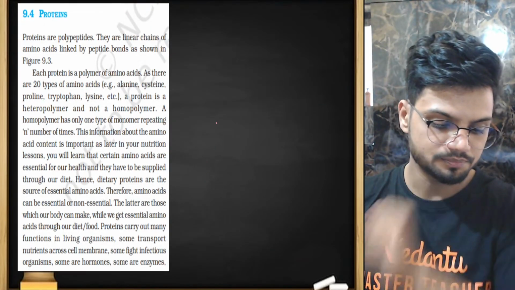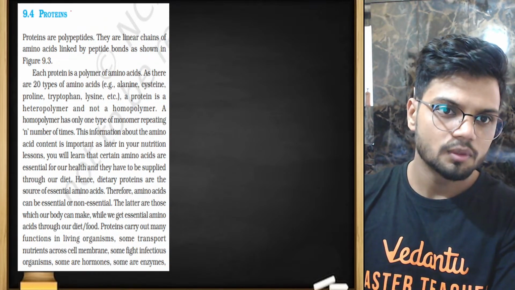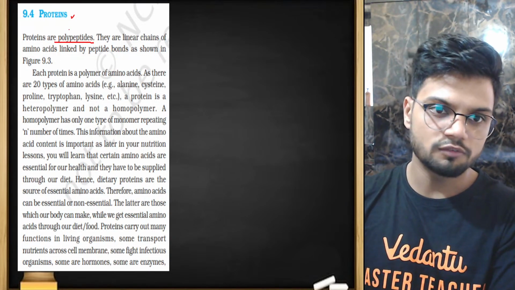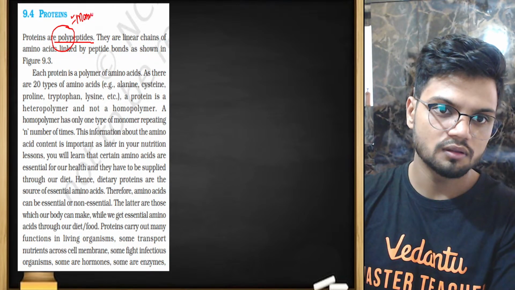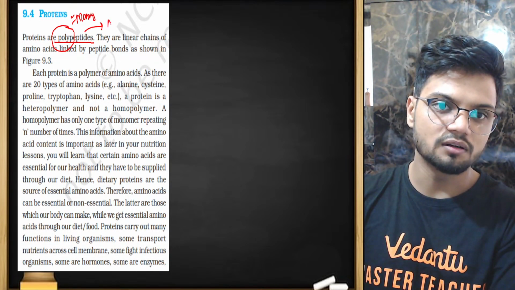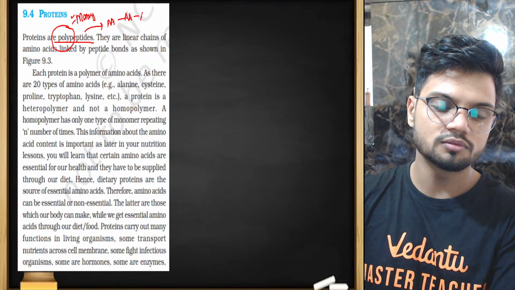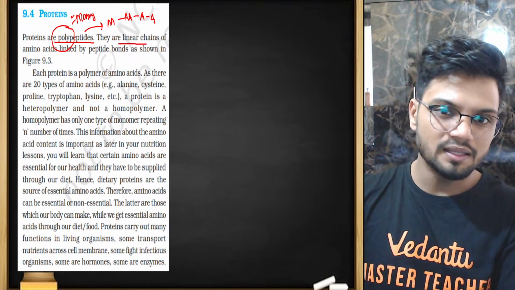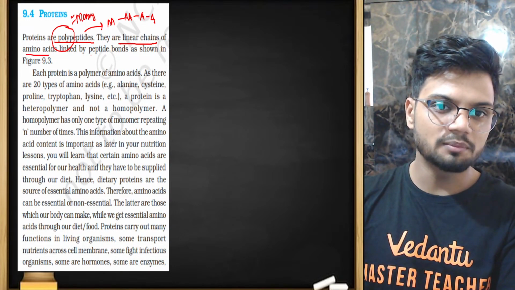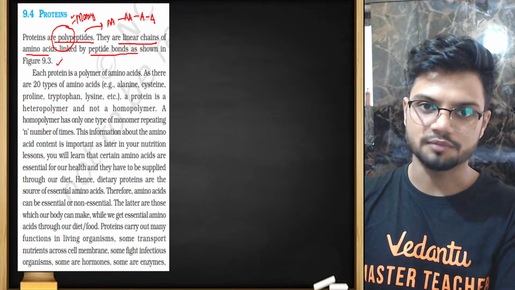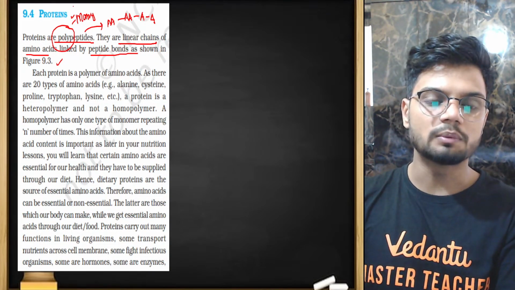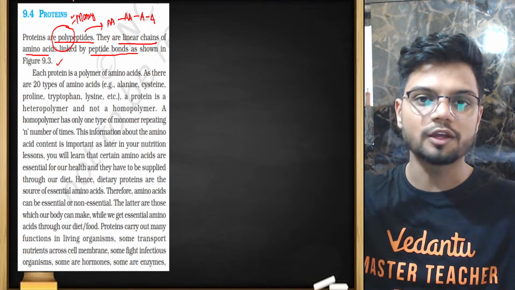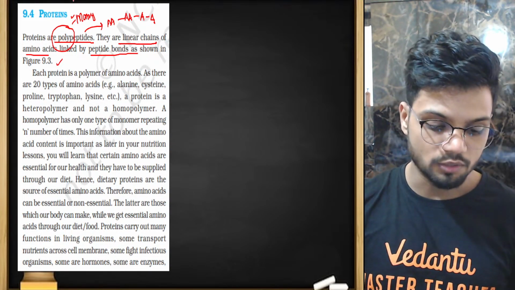See this question, students. Proteins are polypeptides. Poly means many. Peptide is basically an amino chain of up to 20 amino acids. Polypeptides are linear chains of amino acids linked by peptide bonds, as shown in figure 9.3. We will see the figure later on, but to understand what a polypeptide is: amino acids are joined together by peptide bonds. A long chain of amino acids.